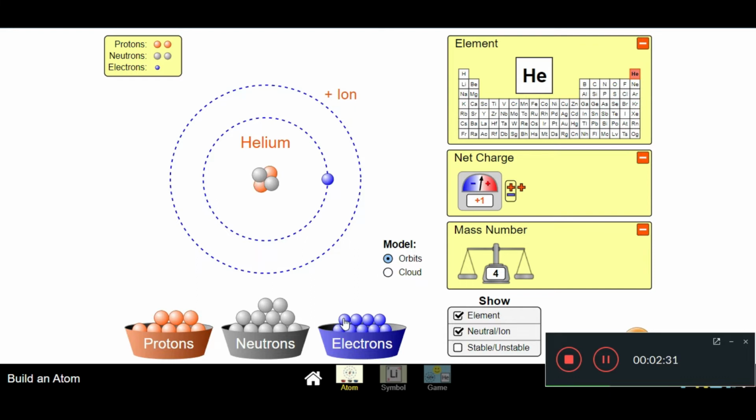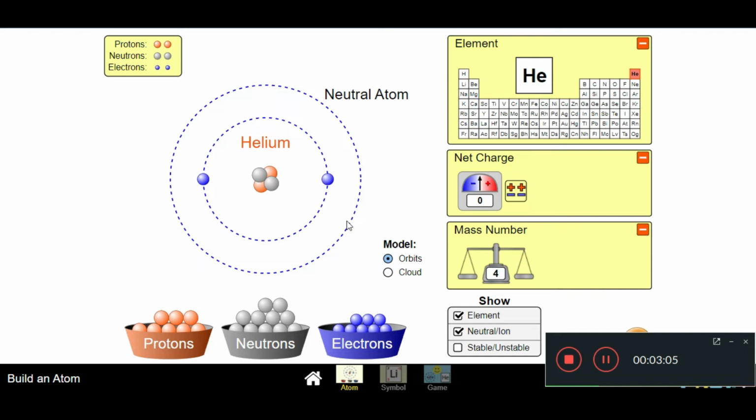Then here I add one more electron, so this is a neutral atom of helium. This is the symbol of helium, and this is the position of this atom in the periodic table. Now I would like to add one more neutron, and everyone, you can see the change in the element, net charge, and also the mass number.